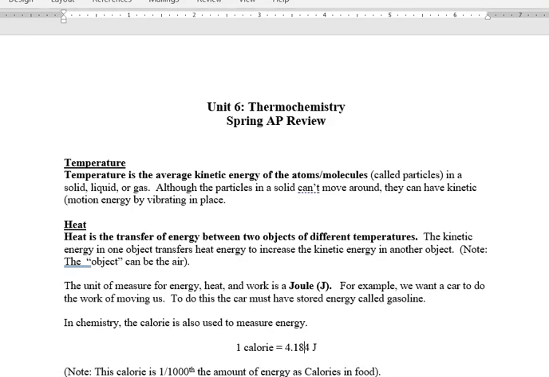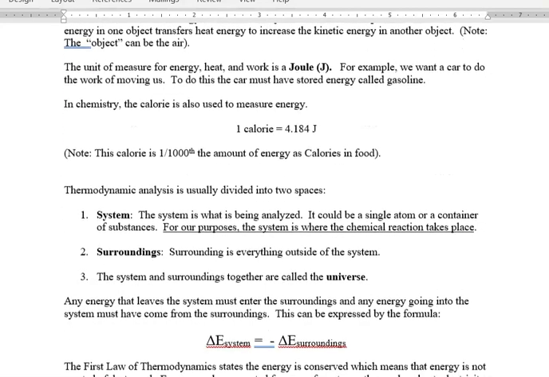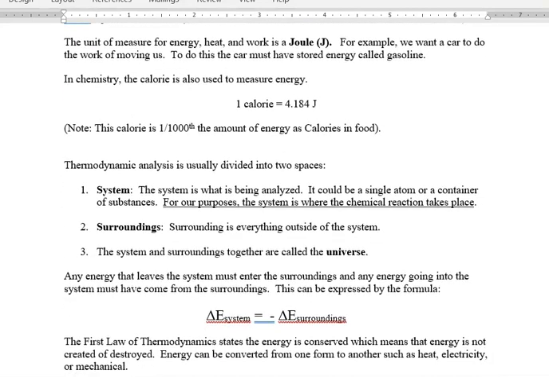In chemistry, the calorie is also used to measure energy, but we won't in this particular unit. Just a note that a calorie is 1/1000th of the energy of the Calories on a food package. So if a food package says it's 100 Calories with a capital C, that's really 100,000 calories that we use in chemistry. But again, we're not going to really use that in this unit at all. So thermodynamic analysis is usually divided into two spaces. The system.